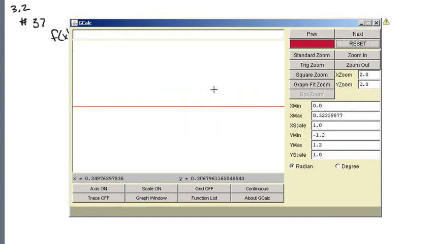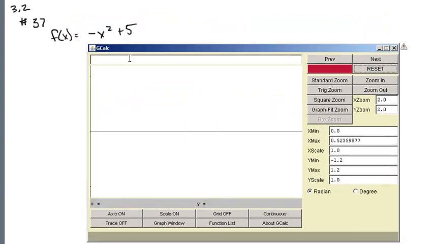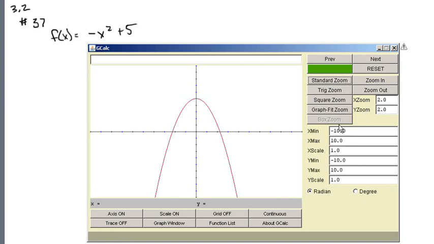Well, we still have the one from the previous problem, so we'll just reset it. And we will look at negative x squared plus 5. Enter. Oh, I have scales. Let us standard zoom. There we go. Okay, that's good.